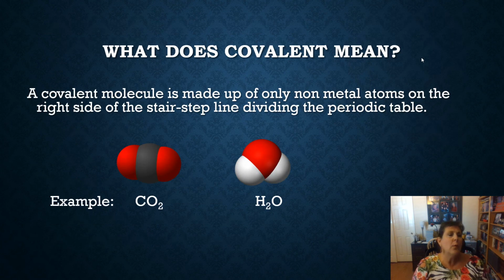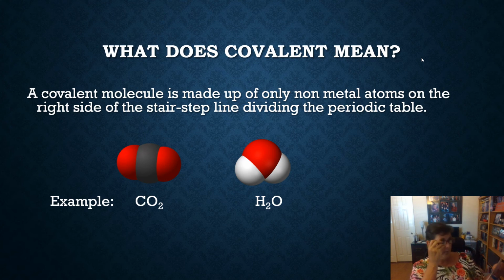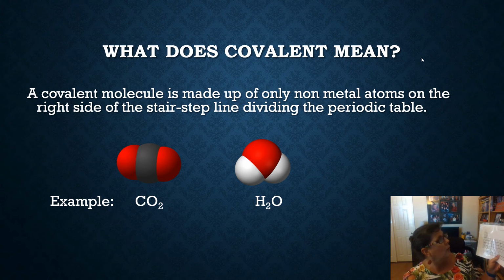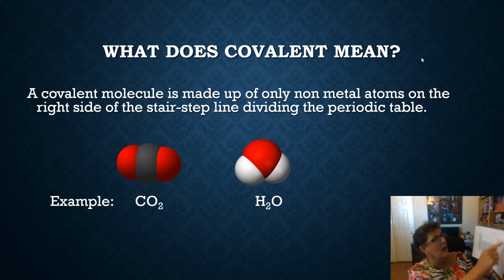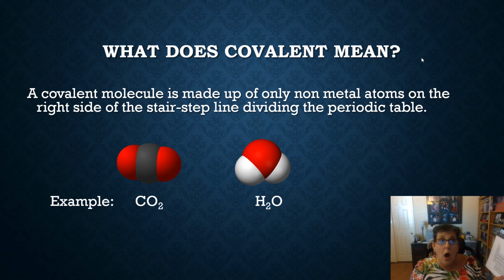So we only do Lewis dot structures for covalent molecules, by the way. So what does covalent mean? A covalent molecule is only made of non-metal atoms, which are on the right side of the periodic table. Let's look at our periodic table. The right side is this side over here. So boron, carbon, nitrogen, oxygen, fluorine, phosphorus, sulfur, chlorine, selenium, bromine, iodine, and the noble gases are pretty much our non-metals.